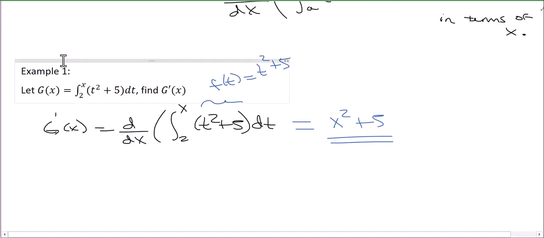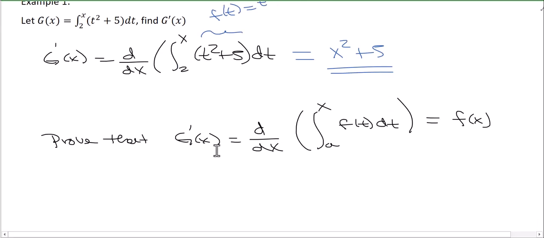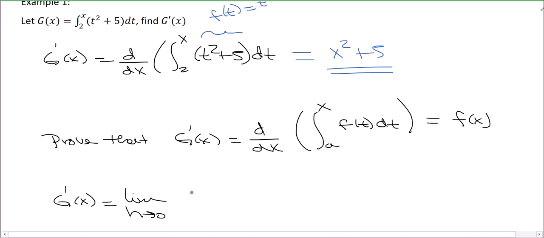So let me show you the formal proof as to why the derivative is just the function evaluated at x. To prove that the derivative of our function, the integral from a to x of f of t dt, is just f of x, we're going to use the definition of the derivative. Remember from earlier in Calc 1 that g prime of x is the limit as h goes to 0 of g of x plus h minus g of x all over h.